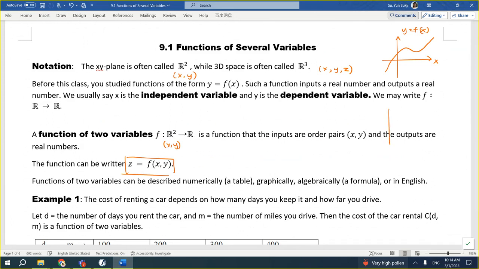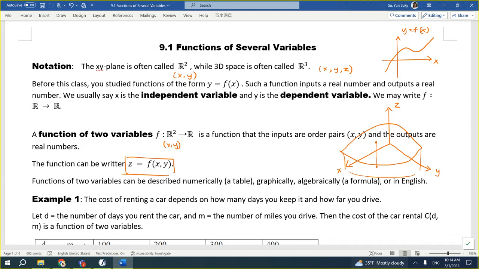So how do you draw it? You draw the 3 rays like that. This is the x-axis, this is the y-axis, this is the z-axis. Then for every point on the xy plane, you plug in f, and you get a height, a z. So z is the height. Is that okay, everybody? Imagine every point, you plug it in, you get a z as a height, and then you get a surface.